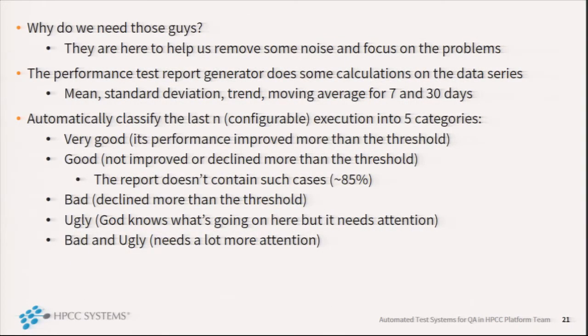Because we need some classification. The performance test report does some calculation: the mean, the standard deviation, the trend, and the running average for 7 weeks, 7 days, 30 days, puts everything in a diagram, and uses this information to classify the results. The individual test results fall in these categories. Very good, we like it: that means execution time is decreasing. It's brilliant, that's what we've done. Good, it's okay, it's not decreasing, not increasing, and that's 85% of the test cases. It's like noise. If we have a very rainy day, we can check them, but we haven't.